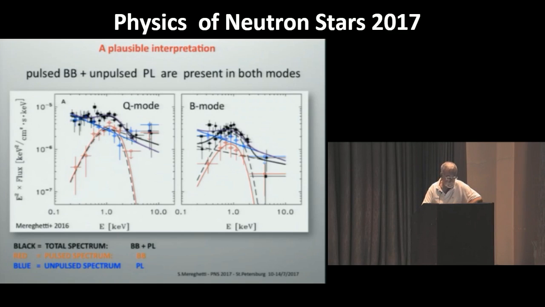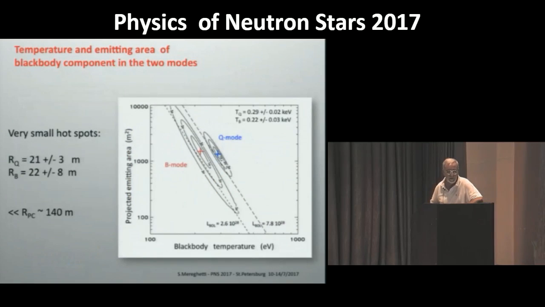It is interesting to compare the properties of the thermal emission. You see that there are quite large errors in the dimension of the hot spot and temperature, but it seems that a change in temperature at a fixed area is favored. In any case, the size of the emitting cap is rather small, smaller than the classical size that you would expect for a polar cap in a dipolar geometry.